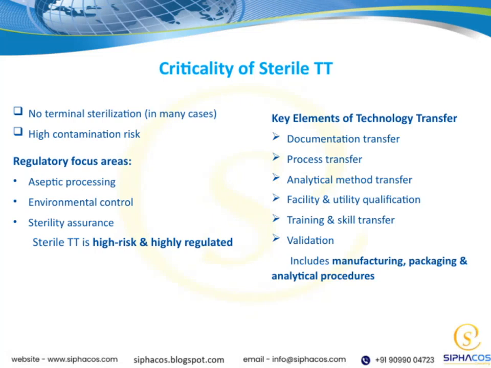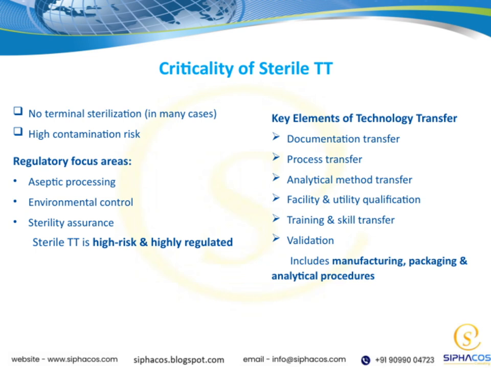Now, let's look at the key elements involved in technology transfer. First, there's documentation transfer, which is essential for ensuring that all the process details are accurately shared and understood. Then, process transfer itself focuses on moving the actual manufacturing or analytical processes from one site to another. Analytical method transfer is also critical, as it ensures that testing methods are maintained consistently across locations. Facility and utility qualification are necessary steps to verify that the manufacturing environment and utilities meet the required standards.